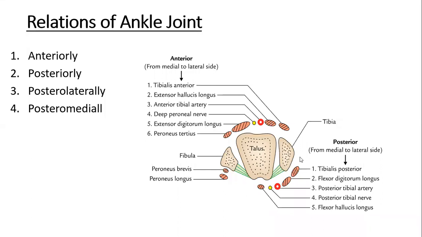Again, from the medial to lateral side, here we have tibia and here we have fibula. So we have tibialis posterior, then flexor digitorum longus. After these two muscles, we have the neurovasculature, again artery, that is the posterior tibial artery lying medial to nerve, that is tibial nerve. And then we have the flexor hallucis longus. All of these structures also comprise the posteromedial structures.